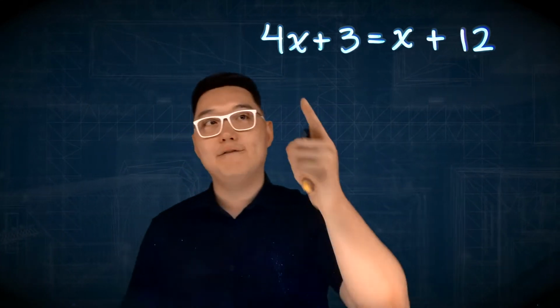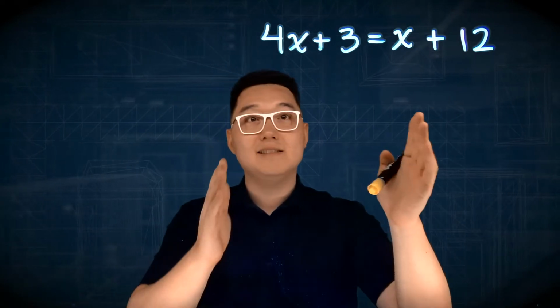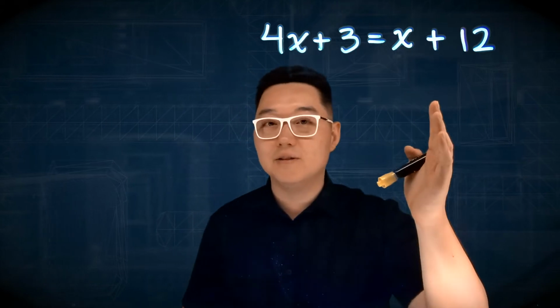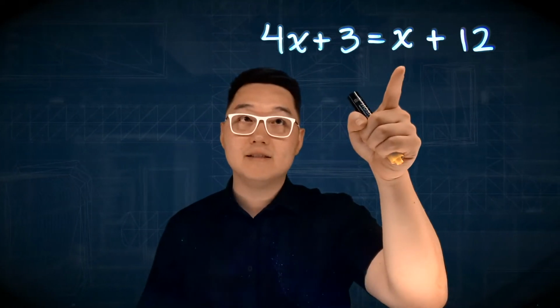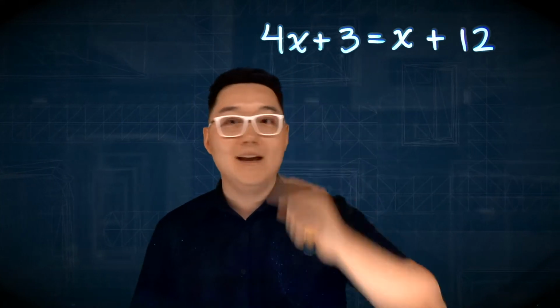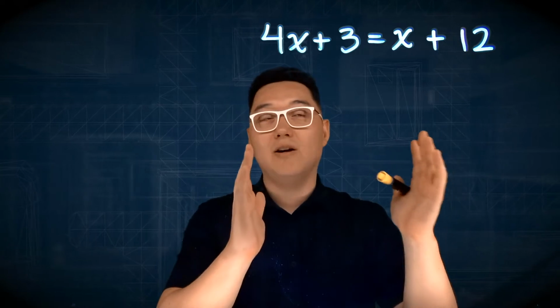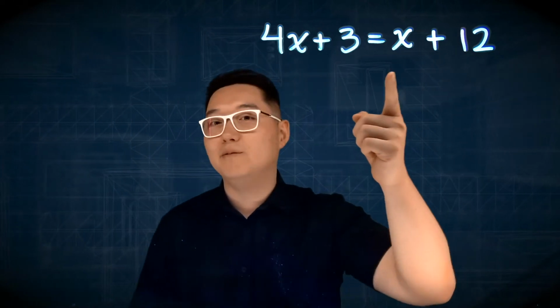In this problem, we have 4x plus 3 equal to x plus 12. Now, x is on both sides. We have 4x on this side and we have x on the other side. So to isolate the variable, I have to get rid of either this x or this 4x. It actually doesn't matter which one you want to get rid of, as long as x is all on one side. For this example, let's just get rid of that positive 1x.